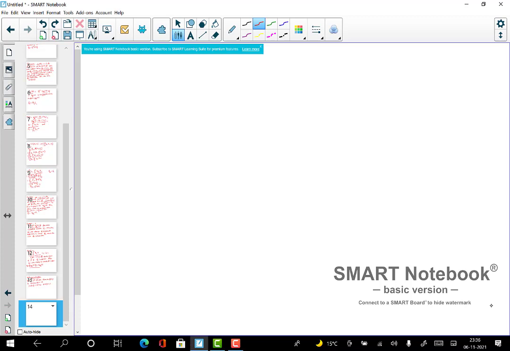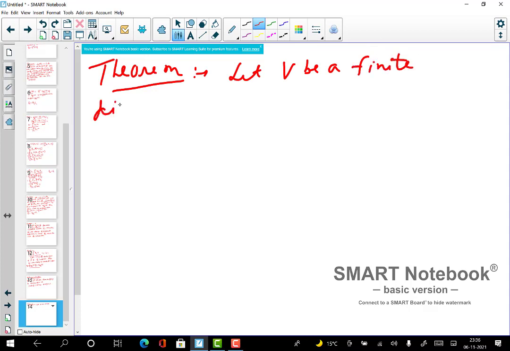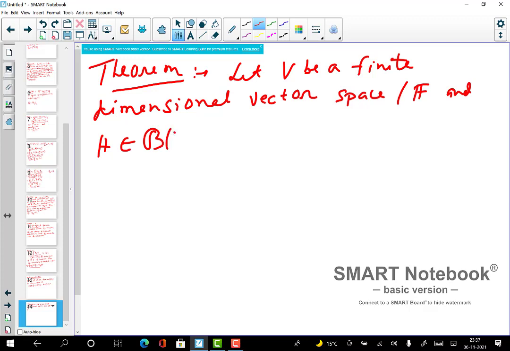Okay, so let us now discuss this theorem on symmetric bilinear forms. I will start with a finite dimensional vector space V over a field F, and you start with a bilinear form H in B(V). We are going to prove that symmetric bilinear forms essentially come from symmetric matrices. So the correspondence between the bilinear forms and matrices, if you restrict the map to symmetric bilinear forms, the other side will have symmetric matrices. This is the theorem.